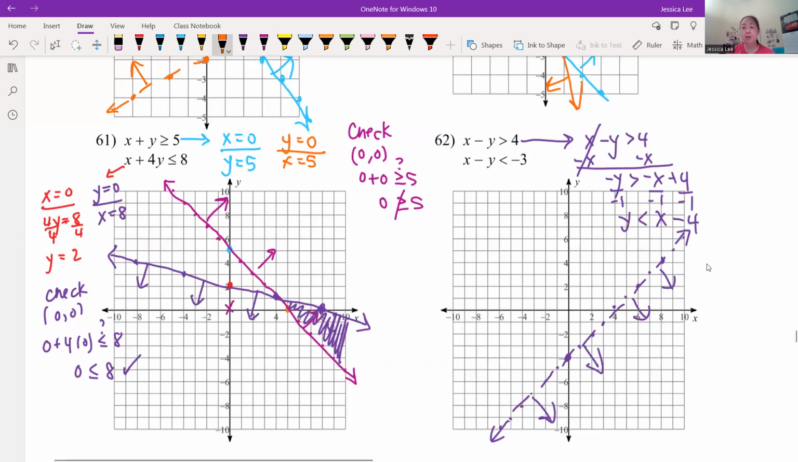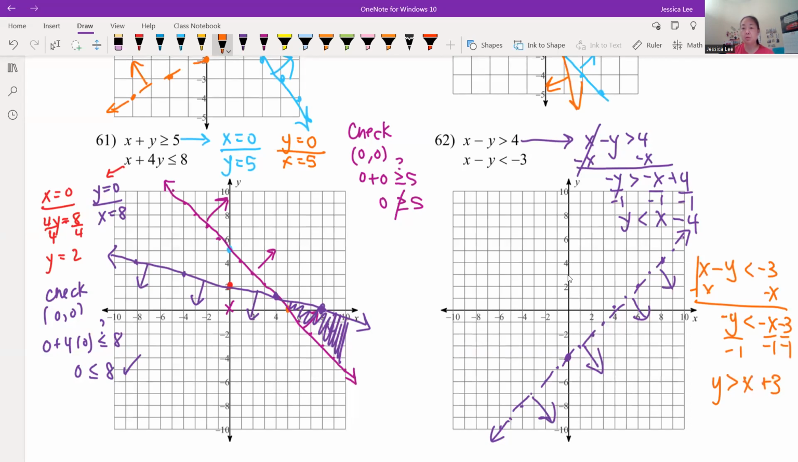Same thing with the second one over here. So x minus y is less than -3. Again, we're going to subtract x on both sides. Negative y is less than negative x minus 3. Divide by -1. Remember, we're going to flip the inequality, so y is greater than x plus 3. So we start at 3, slope of 1. Ooh, this is interesting. It is going to be dashed.